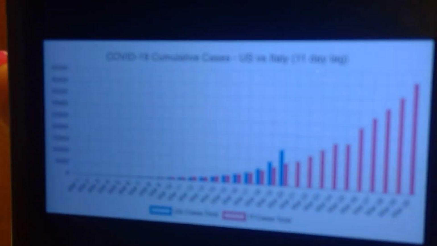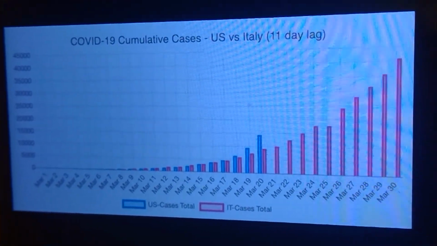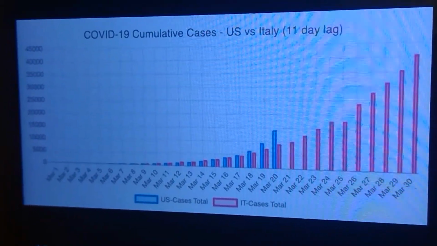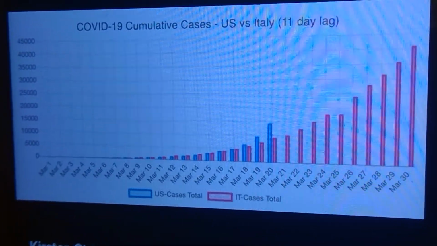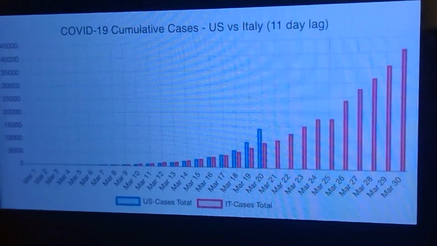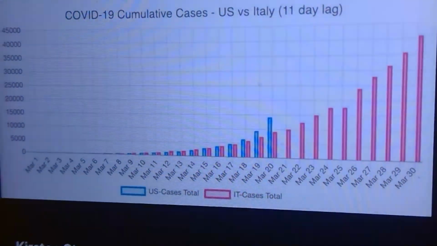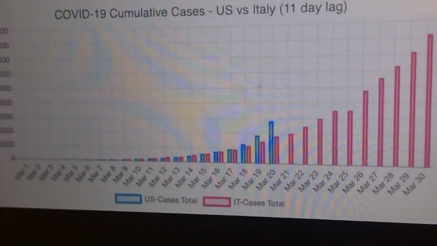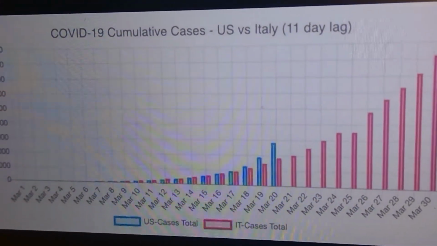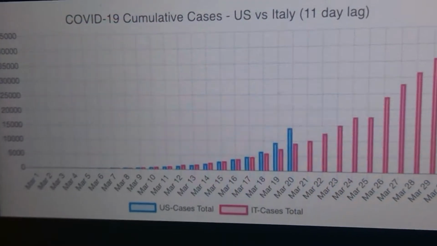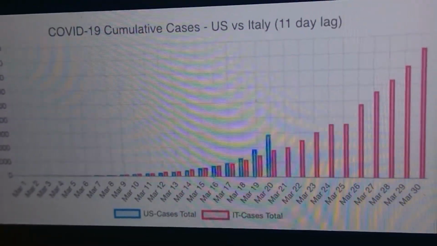This is one of my favorite charts that I've seen on social media. Give it a second. There it goes. Now we're in focus. It compares the number of total cases in the US in blue to the number of total cases in Italy in red with an 11-day lag. Italy was 11 days ahead of us. Well, it looks like by the 19th and 20th of March, we are moving way past Italy, that our uptick is really high. What it doesn't take into account, this is just the number of cases. It's raw data. It's not a good comparison.